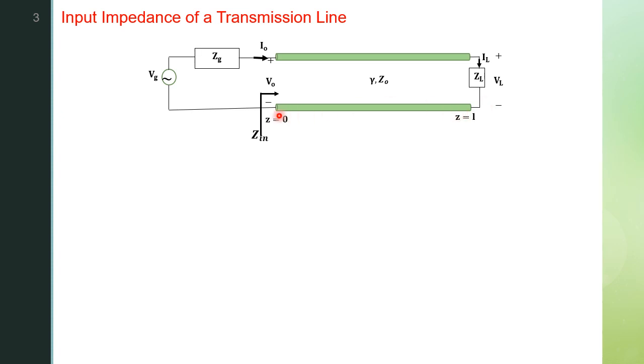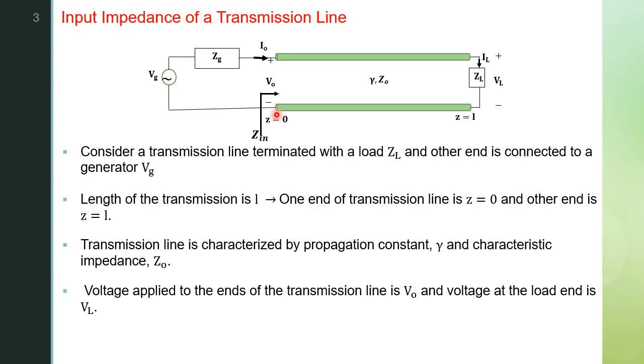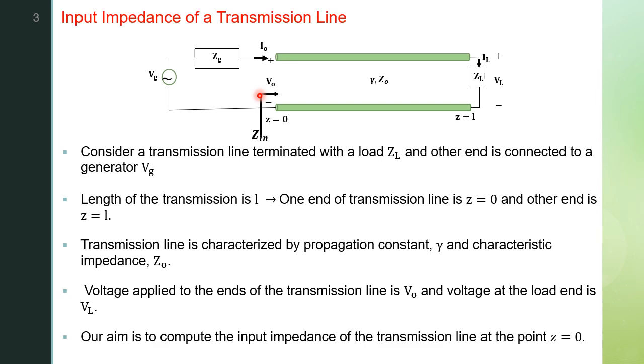Our aim is to calculate the impedance looking into the transmission line at the point Z equal to 0. Here we assume the total length is L, and the voltage across this end will be V0. That is, after a voltage drop across Zg, the remaining voltage will be dropped across the transmission line, which is given by V0. Our aim is to calculate the value of Zin.